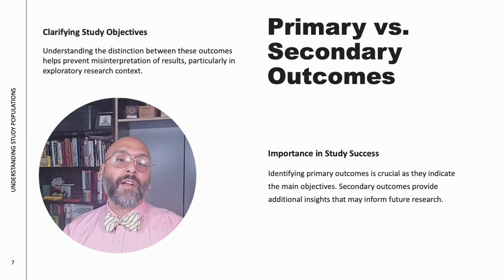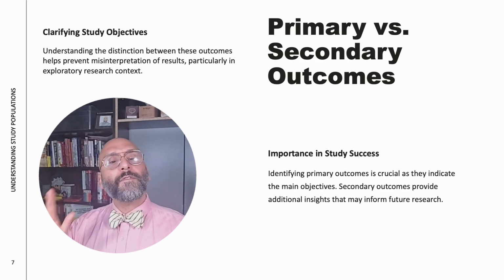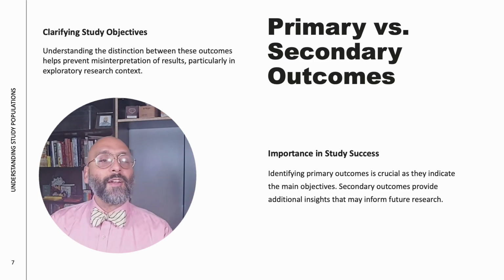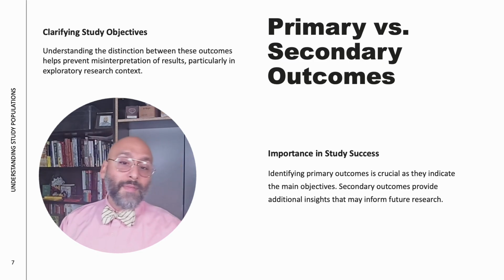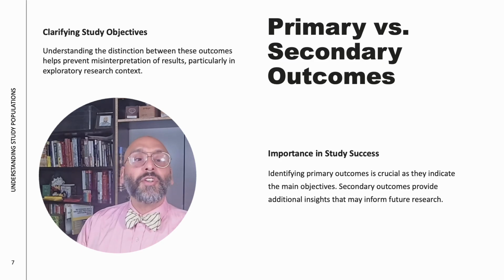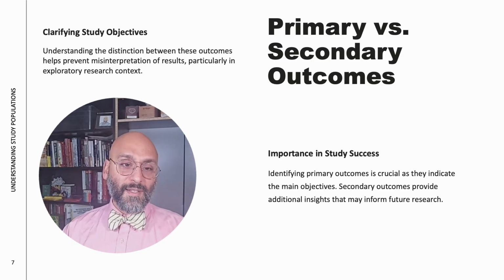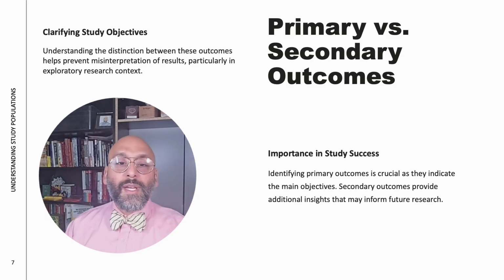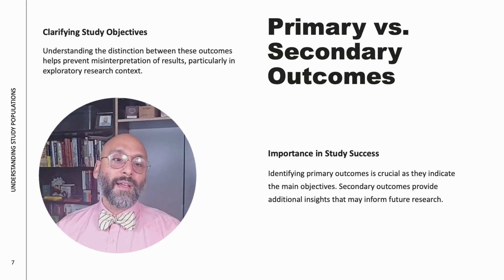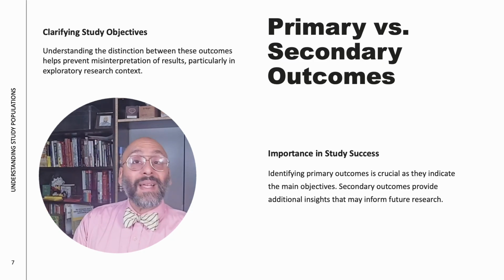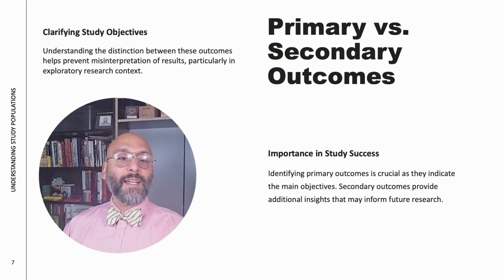Secondary outcomes, on the other hand, serve a different purpose. They help researchers explore patterns. They generate new hypotheses and they guide future studies. But these are not considered definitive evidence. The danger really arises when secondary outcomes are treated as if they were primary. And that's how weak evidence gets overstated and how clinical expectations get inflated.